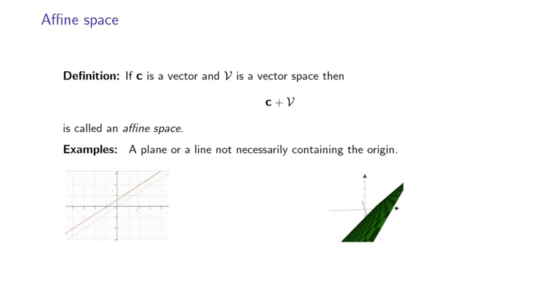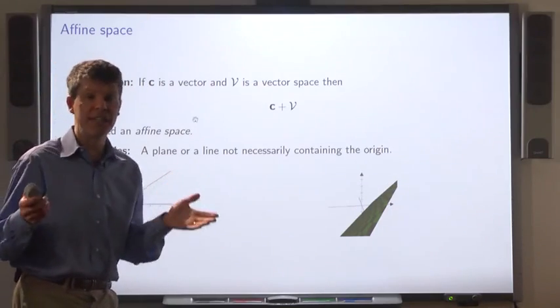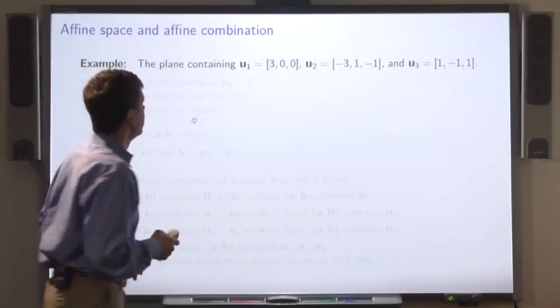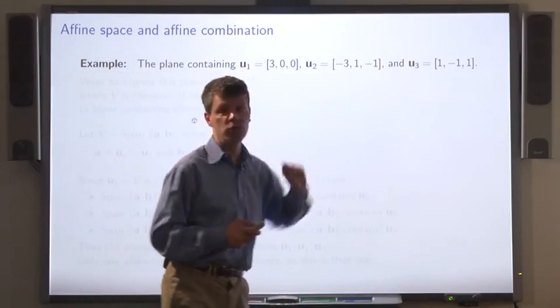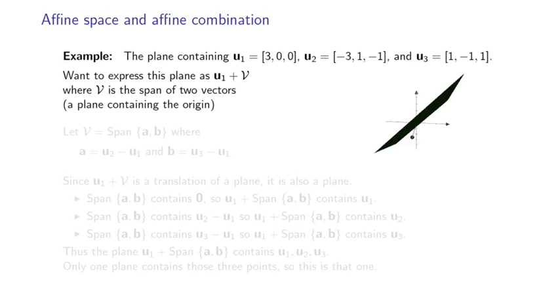Now, if c is a vector and big V is a vector space, c plus big V is called an affine space. So examples are a line or a plane that doesn't necessarily go through the origin. Let's do a more concrete example. Take the points u1, u2, and u3. We want to express the plane through these points as u1 plus big V, where big V is the span of two vectors. Okay. So big V looks like that.